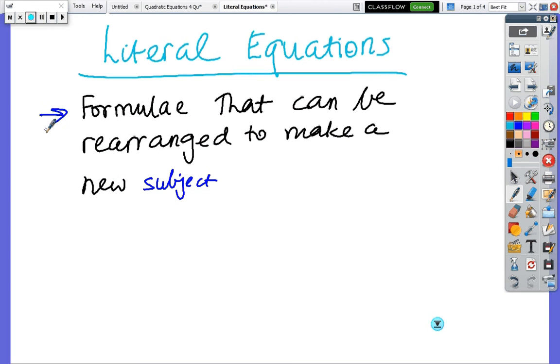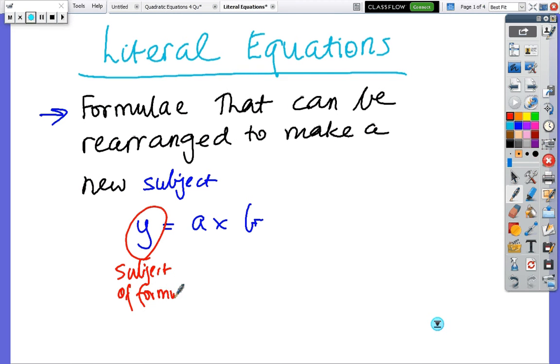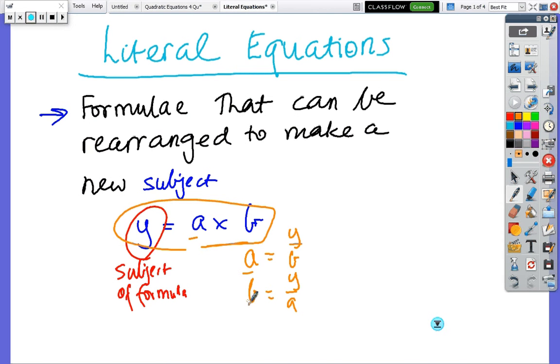So for instance, if y equals a times b, y is out the front, and we call that the subject of the formula. But just as equally, we could make A the subject, so A would equal y over B, or B would equal y over A. So whatever that is, if that was a formula, we could rearrange it and make a new subject, and these are called literal equations. Okay? So copy that and come across.